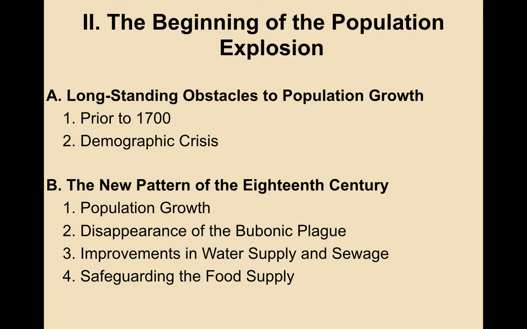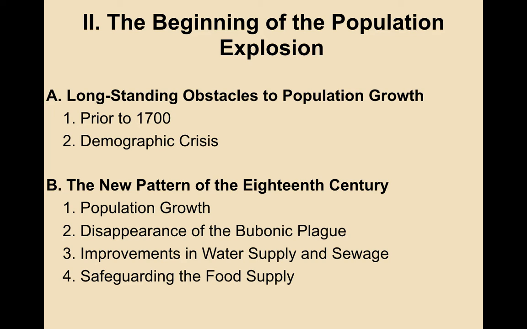So we have this new pattern of population growth in the 18th century. The European population doubled between 1700 and 1835. Women married younger and bore more children, and there was a general decline in mortality. The bubonic plague is disappearing. The year 1720 to 1722 marked the last outbreak of the plague in Marseille, France. So strict quarantine measures and good luck were factors in its disappearance.